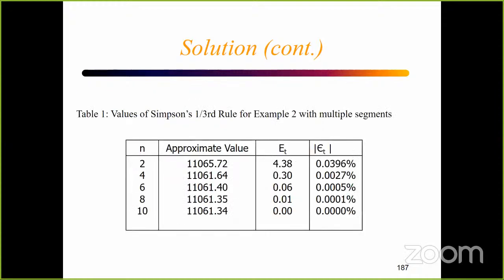Means to say, in the tabular column for Simpson's one-third rule with multiple segments, if the value of n is 2, the approximate value is so much and the error is 0.3. If n gets doubled, the error has come down. If n is equal to 10 segments, the approximate value becomes 11.1106 meters, with an error of about 0%. This is the best method.